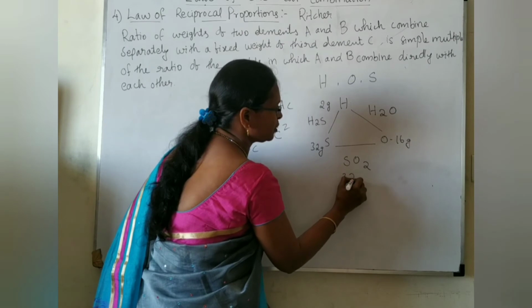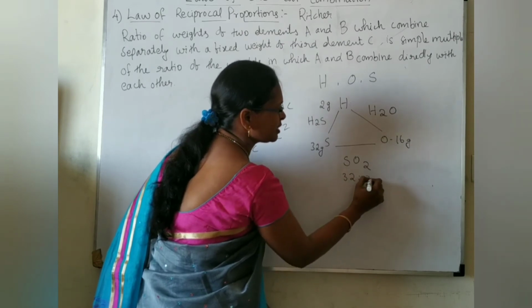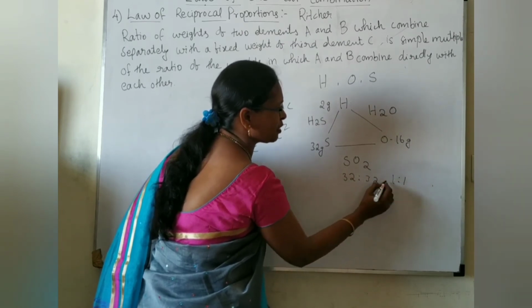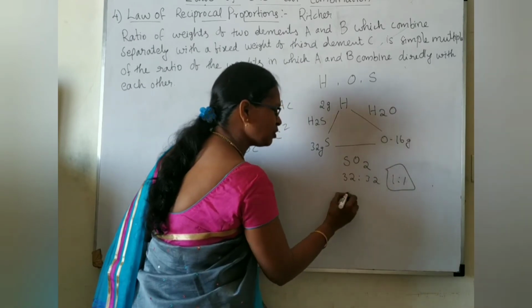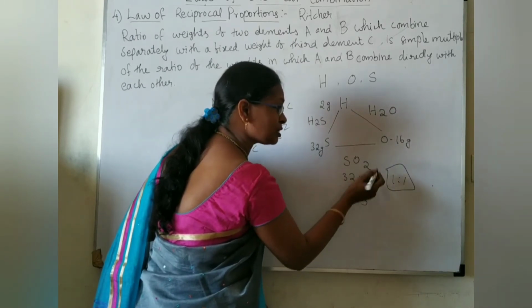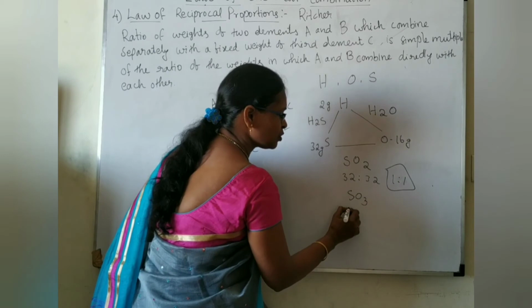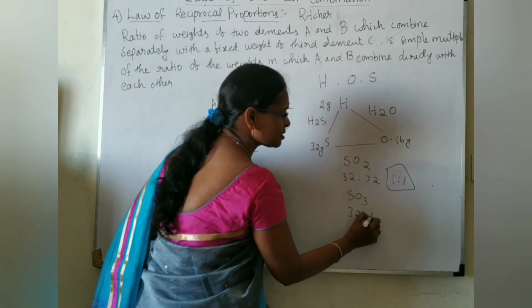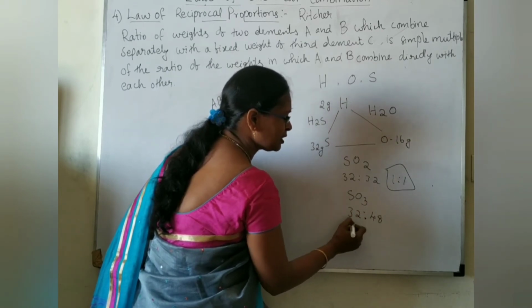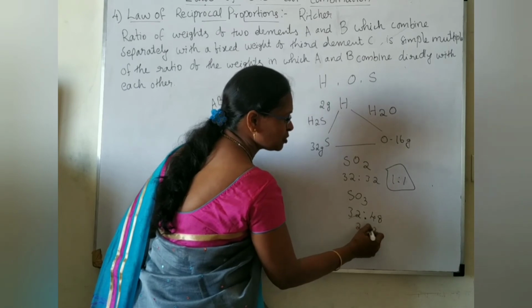So 32 is to 2 into 16, that is 32. So it is forming a 1:1 ratio here. The same thing, you take another compound, sulfur trioxide. Here chances are there: 32 plus 48. So now here the ratio is 2:3.